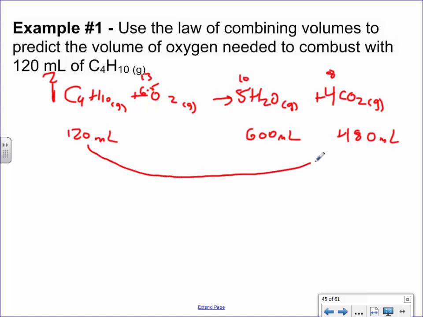From 120 to 480 is 4 times as much. Avogadro realized that you were starting with 1 molecule of C4H10, and when we finished, we had 4 molecules of CO2. From 1 to 4 is 4 times bigger. 120 times 4 is 480. Does that make sense? And, as well, 2 to 10, or 1 to 5, however you look at this ratio right here, is the same math for this guy right here.